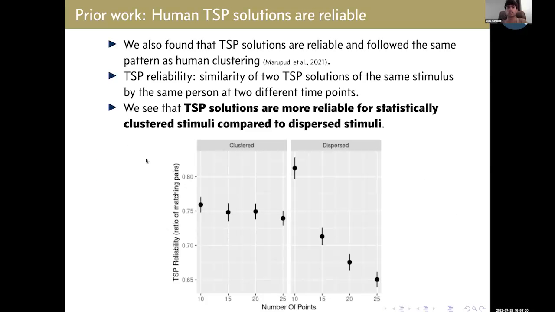In previous work, we also found that TSP solutions follow the same pattern of reliability as human clustering. By TSP reliability, we mean the similarity of two TSP solutions, which is the percentage of edges that are overlapping between two TSPs of the same stimulus by the same person at two different time points. And we see that TSP solutions are also more reliable for statistically clustered stimuli compared to dispersed stimuli. You can see the graph here: it stays generally high for clustered stimuli with increasing number of points, but for dispersed stimuli, it goes down pretty fast.